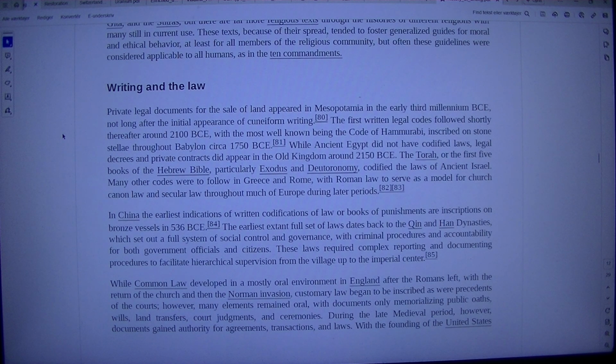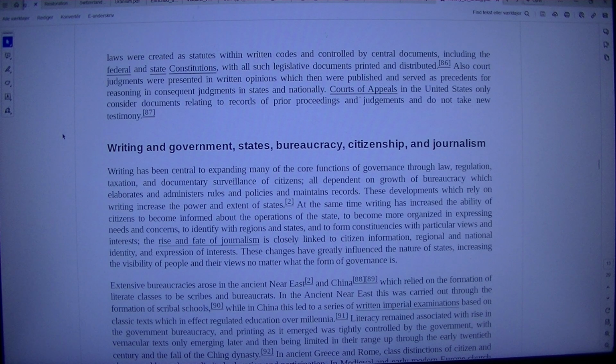With the founding of the United States, laws were created as statutes within written codes and controlled by central documents, including federal and state constitutions, with all such legislative documents printed and distributed. 86. Also, court arguments were presented in written opinions, which then were published and served as precedents for reasoning in consequent judgments in states and nationally. Courts of appeals in the United States only consider documents relating to records of prior proceedings and judgments and do not take new testimony.